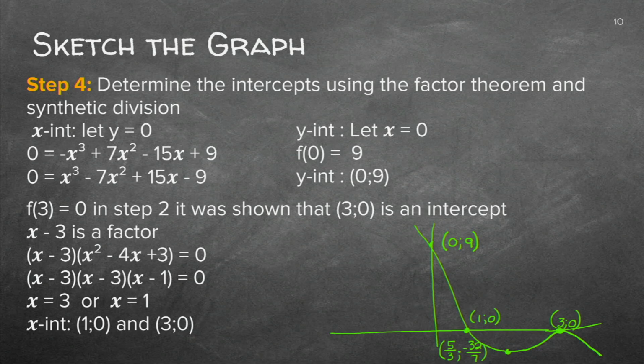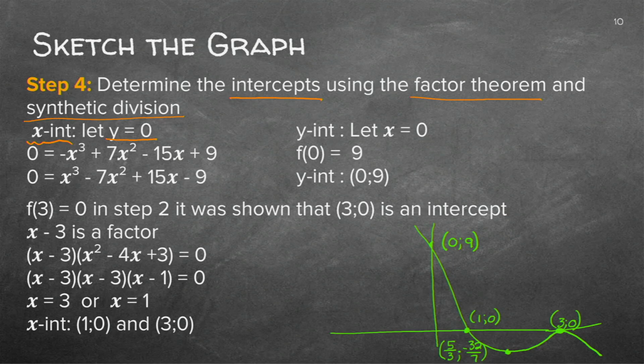The next step is determine the intercepts using the factor theorem and the synthetic division. Remember what I've showed you a few slides before? So we will start with your x-intercept, let y equal 0, and you fill it in. 0 equals minus x to the power of 3 plus 7x squared minus 15x plus 9.